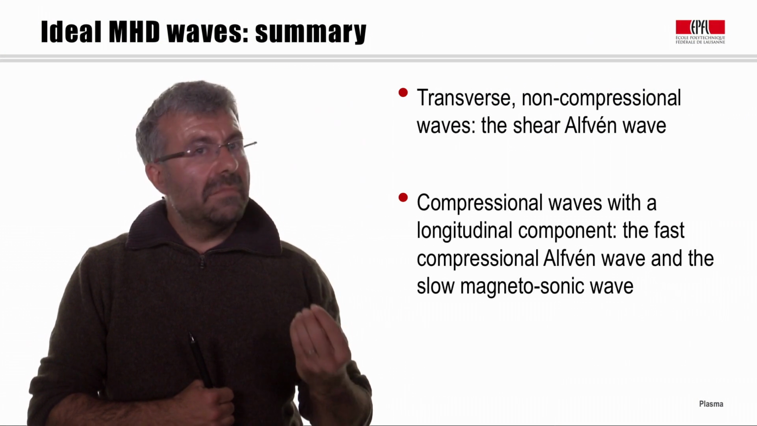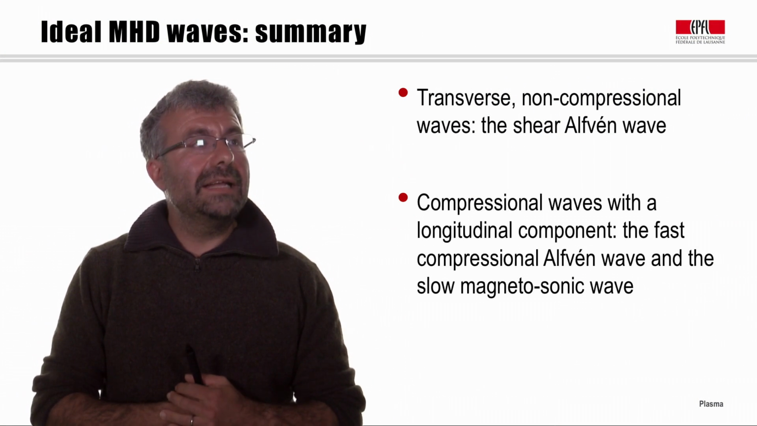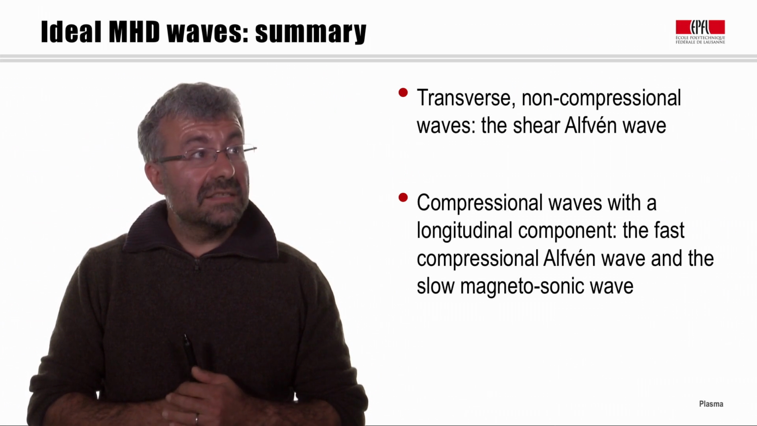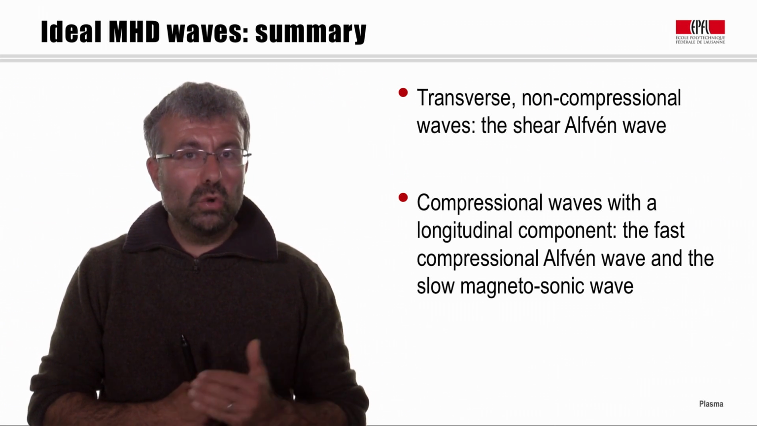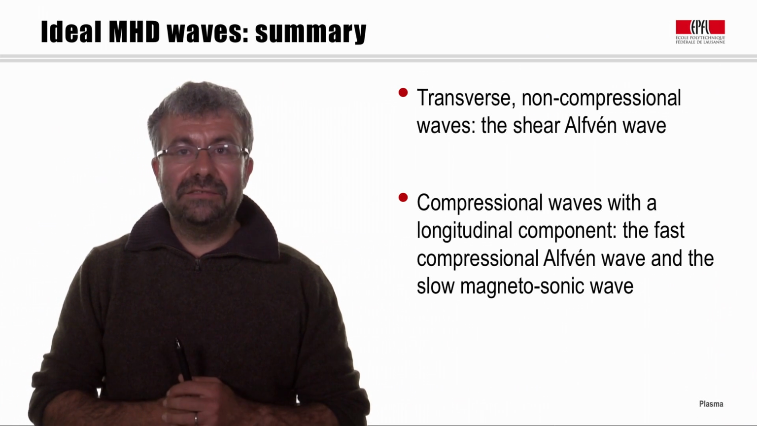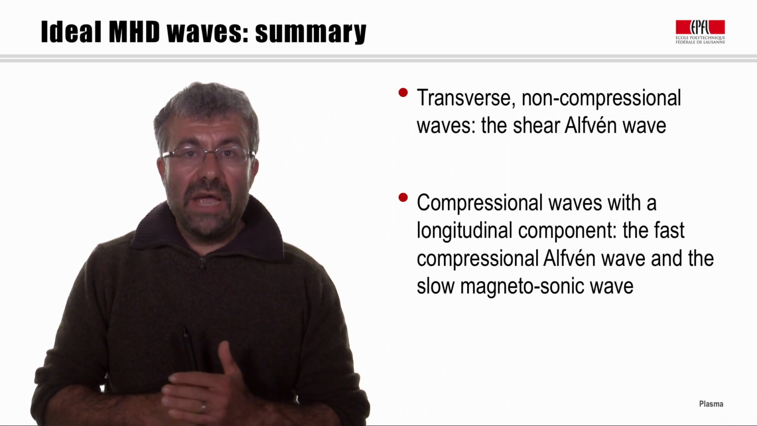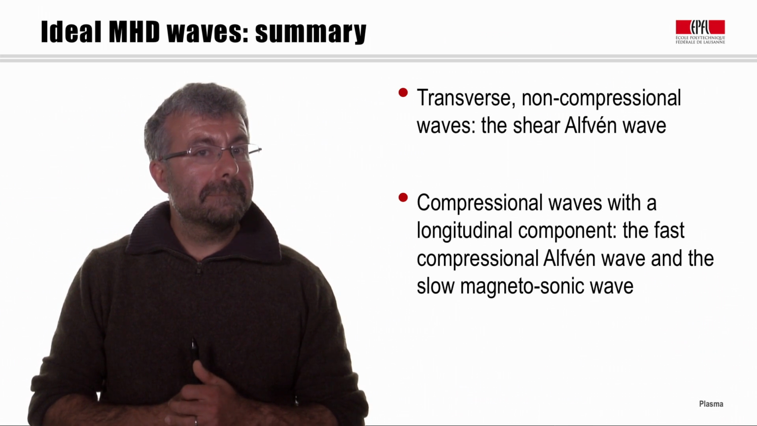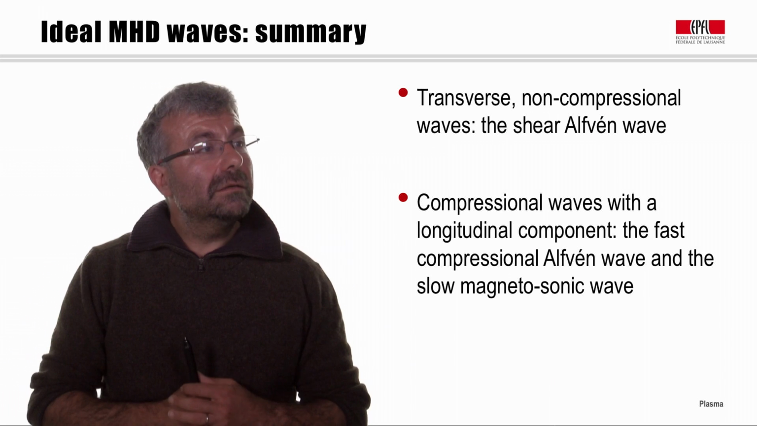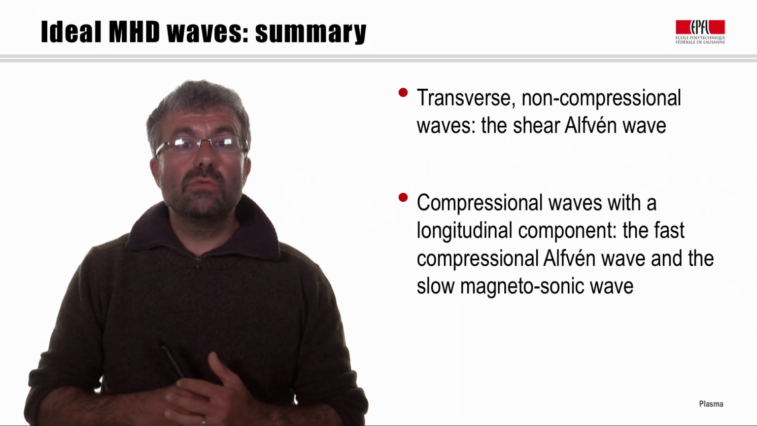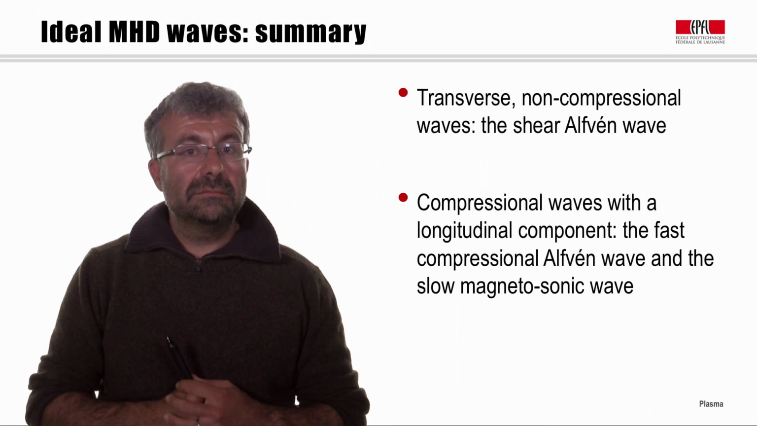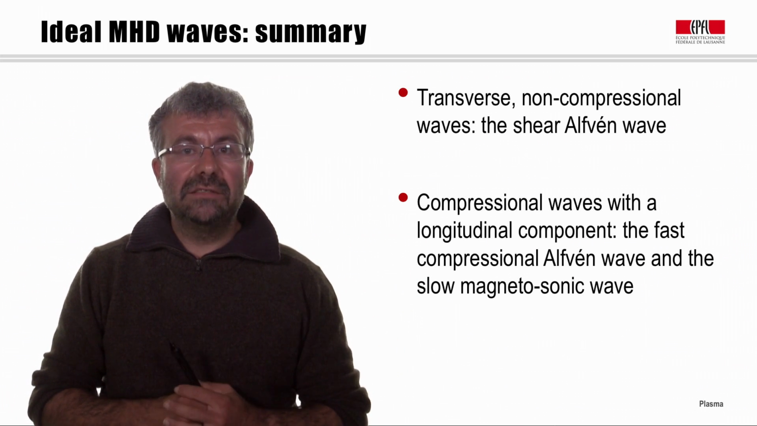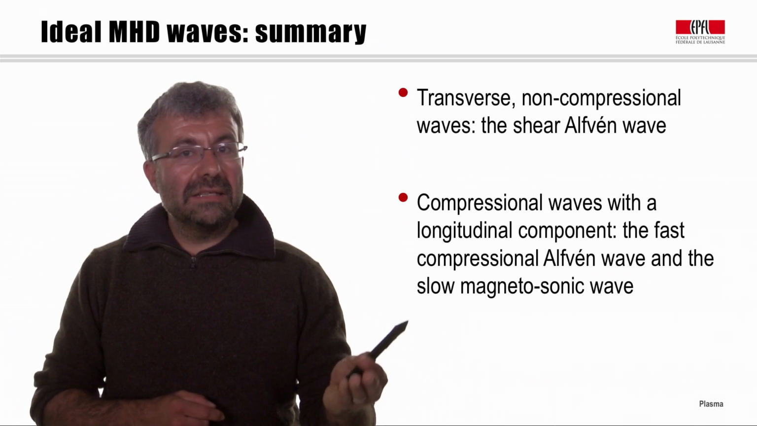We can now summarize what we have discussed on ideal MHD waves. The first wave that we discussed is a transverse wave. This is a non-compressional wave, the shear Alfvén wave, and this wave will be discussed in the context of burning plasmas. Then we have discussed compressional waves which have a longitudinal component, and we found two solutions, the fast compressional Alfvén wave and the slow magnetosonic wave.